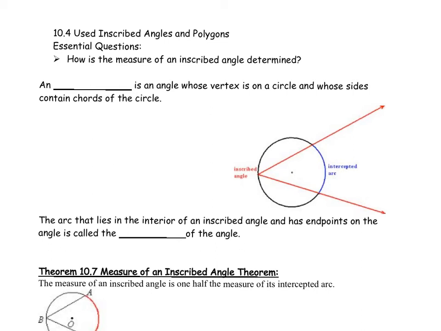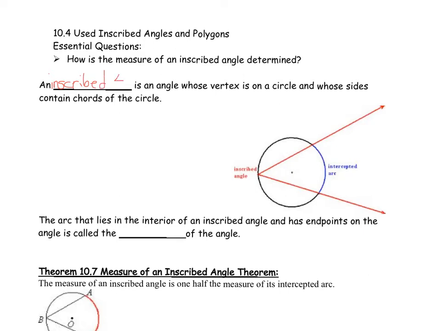Now that we have talked about properties of chords, we're going to talk in a little more detail about angles that are formed when chords intersect. So an inscribed angle, let's see if I can squeeze this on the line for you. And again, there is a blank note sheet if you want to follow along.